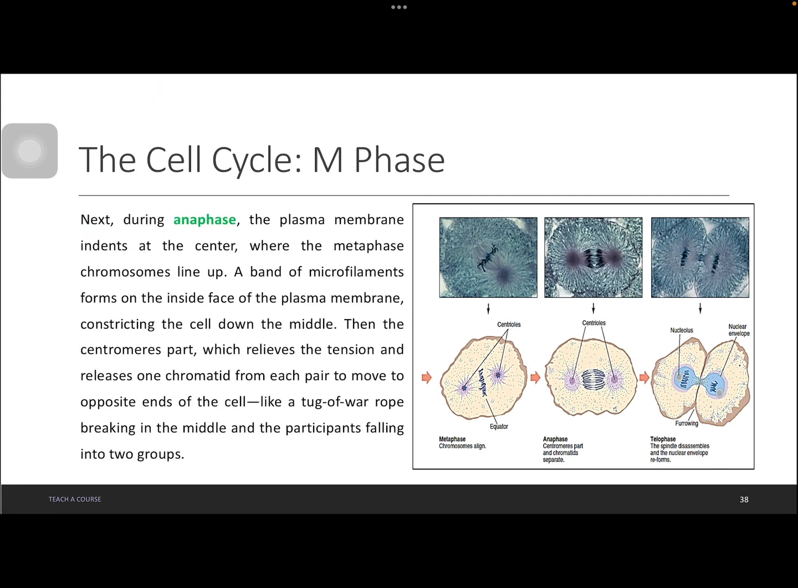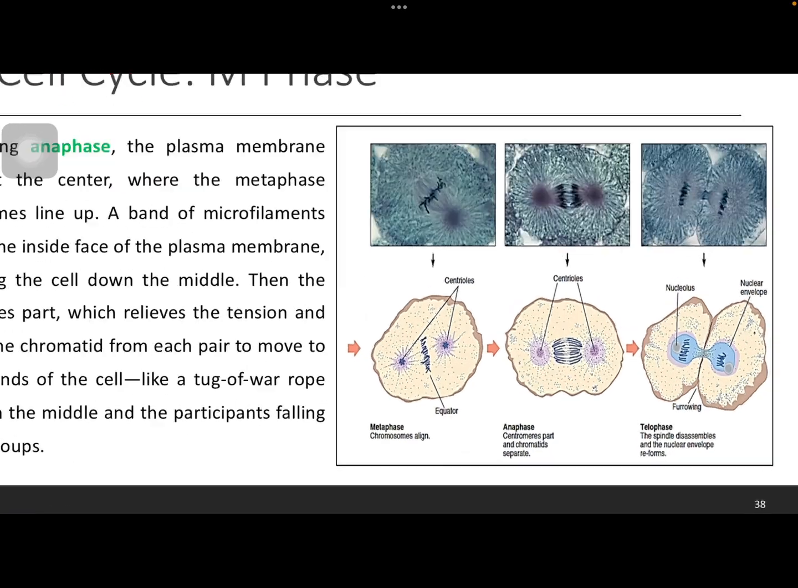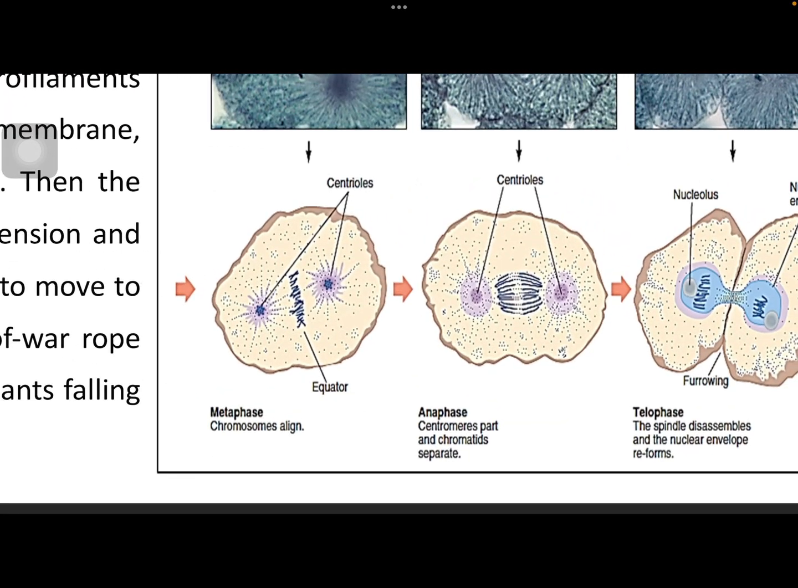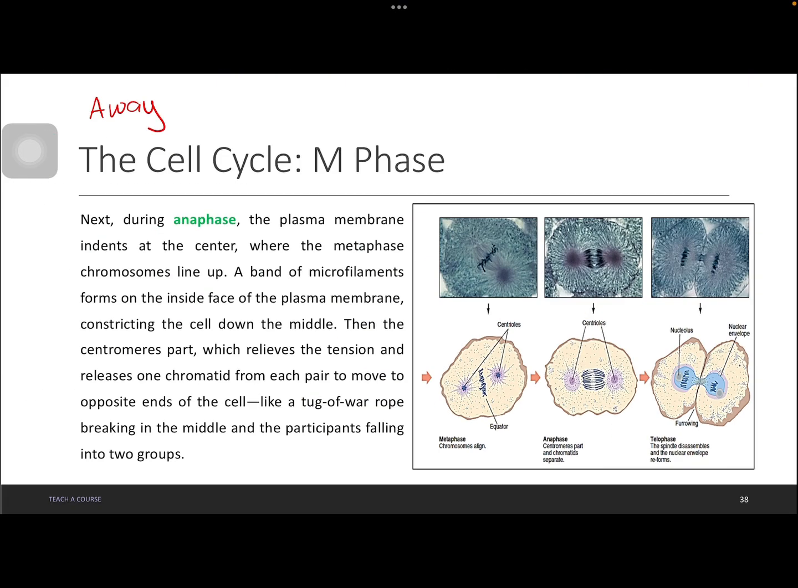Pagdating naman po kay anaphase class, so I would like you to take note of this one. Kung kay metaphase is middle, kay anaphase, letter A, away, papalayo. During the anaphase, si spindle fibers ay nakakabit na po doon sa ating mga centromeres. No? So, let's draw this one. Ito po itsura niya. Kunyari, 46 yan. No? 46 with 92. Ito si spindle fibers and centriole.